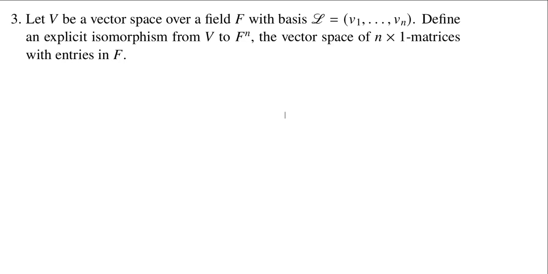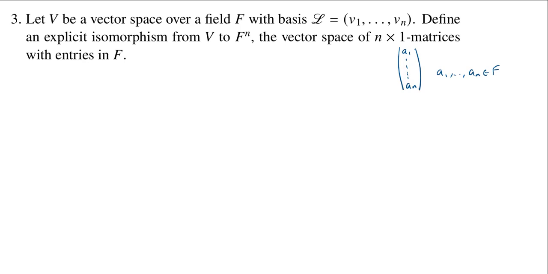All right, let's see what we got here. We have a vector space V over a field F, and we have a basis L given by V1 through Vn. So we have a nice n-dimensional vector space. We're asked to define an explicit isomorphism from the vector space V to Fn. So Fn here is the vector space of n by 1 matrices with entries in F. So these are just column vectors, right? So you're going to have something that looks like A1 through An. That's an n by 1 matrix. Okay, and each of these A's should be in F.